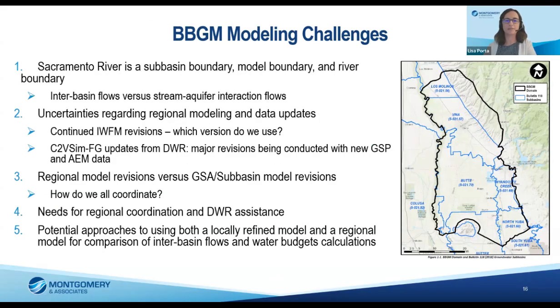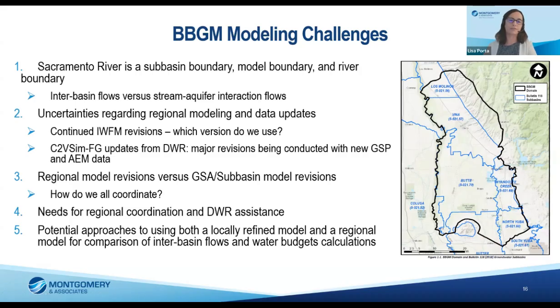So some challenges I mentioned a little bit before already: this model has the Sacramento River as the subbasin boundary. It's also the river boundary. It's the model boundary. So interbasin flows, it's a little challenging to compute accurately interbasin flows versus stream-aquifer interactions here at this boundary. So that's one of the challenges with this model.